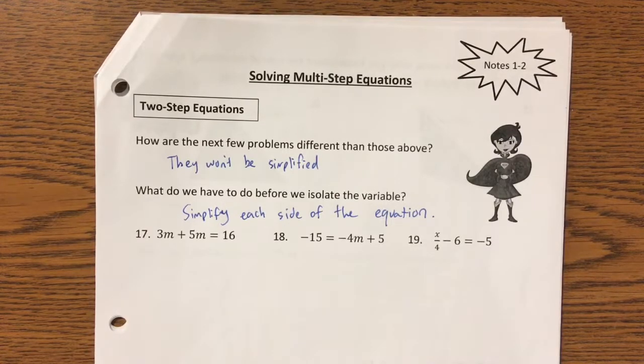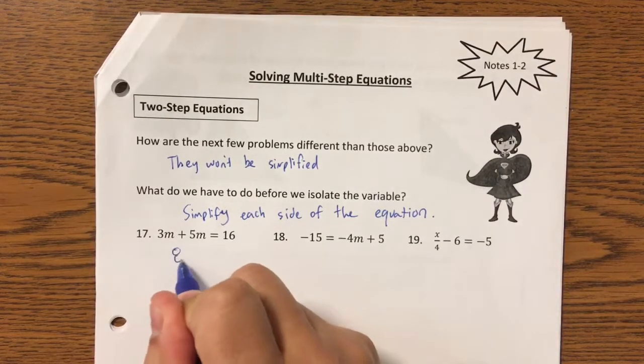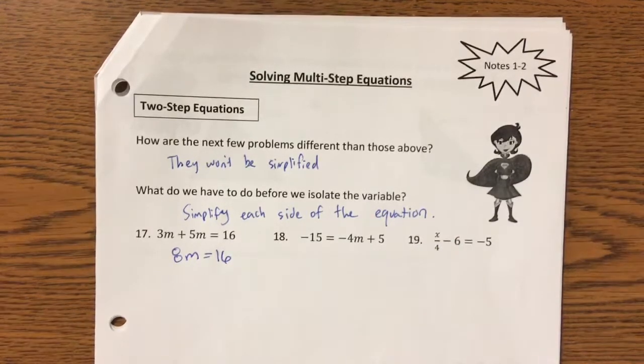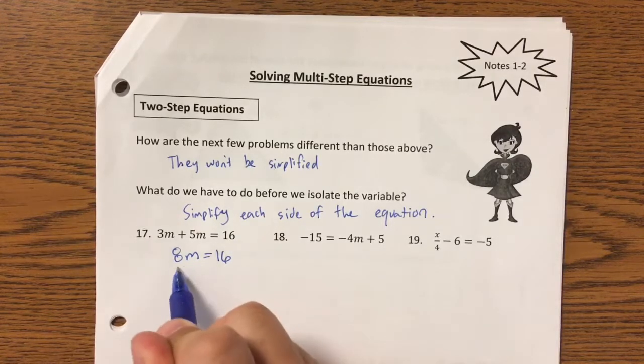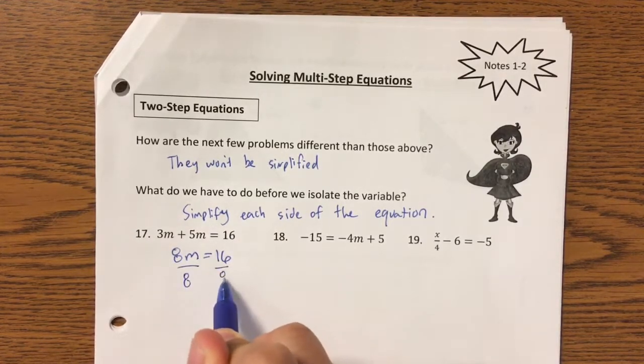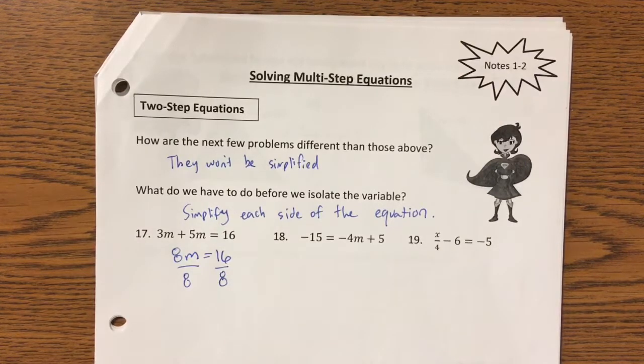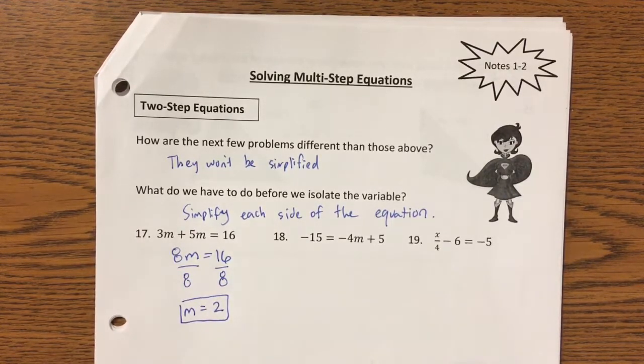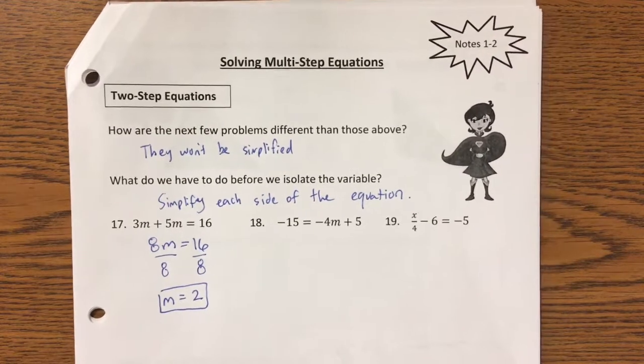What is 3m plus 5m? 8m. So now that we've simplified it, we can solve it like we did a one-step equation. We can divide both sides by 8. And that gives me m equals 2. All right, so you just want to be on the lookout for having to simplify first. Number 18, is there anything to simplify?